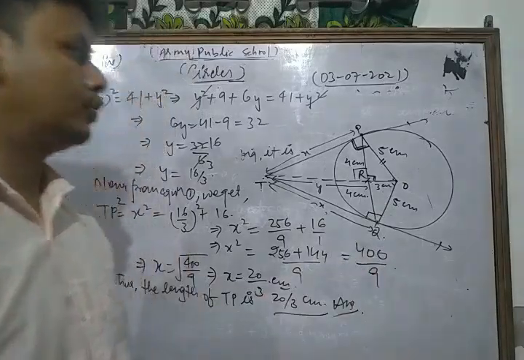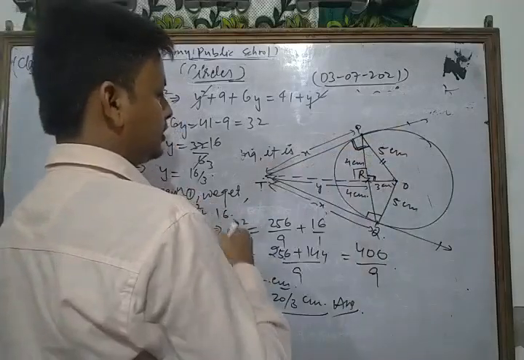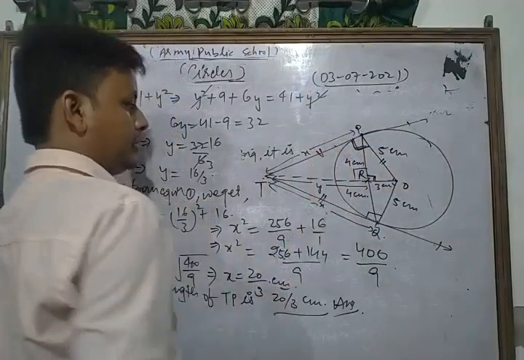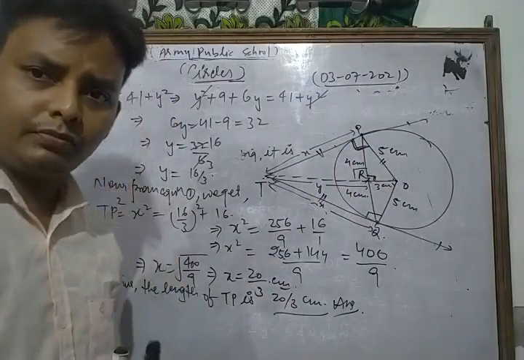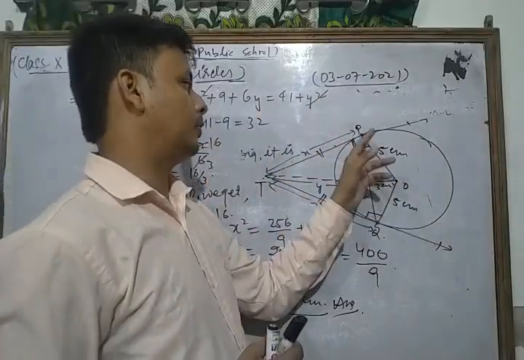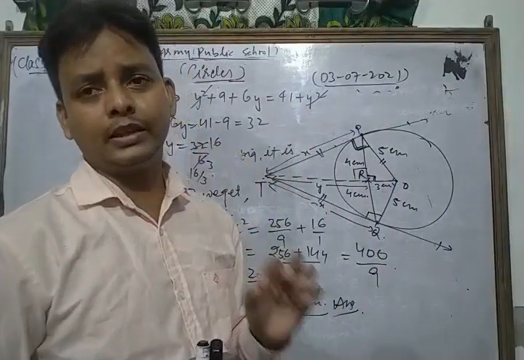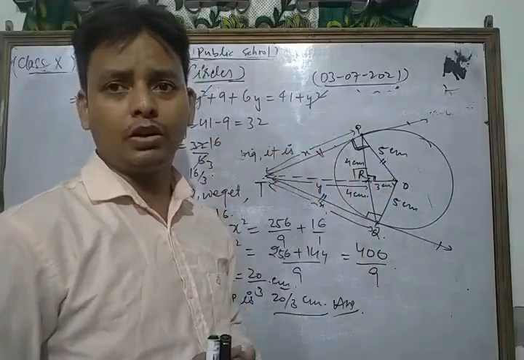Now let's once more look at the figure, dear student. We have two tangents drawn from an external point to the circle, TP and TQ respectively, and angle OPT is always equal to 90 degree, because you know the very important concept that the radius is perpendicular to the tangent.